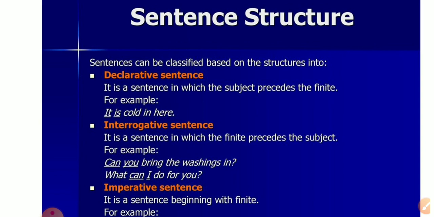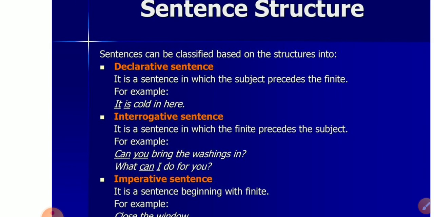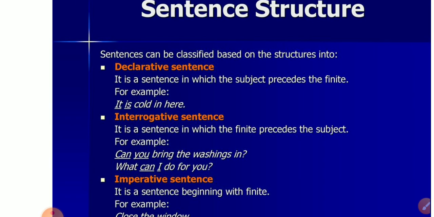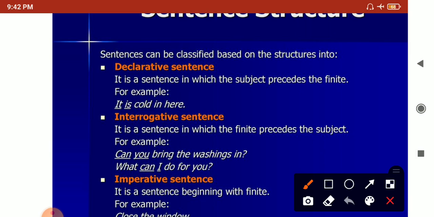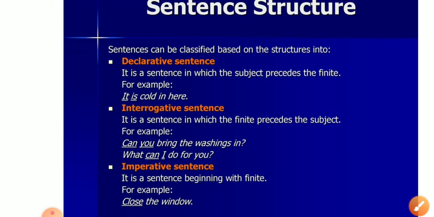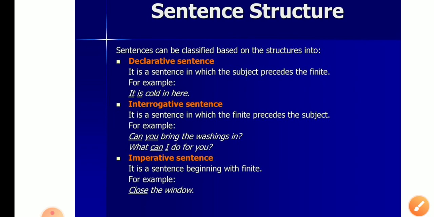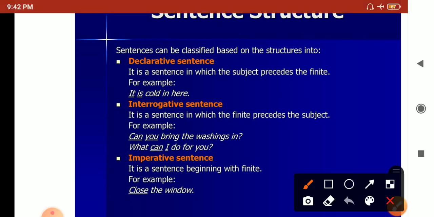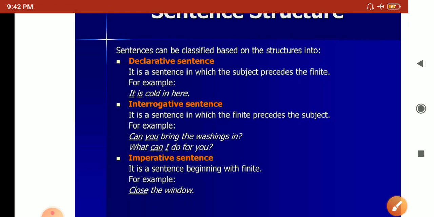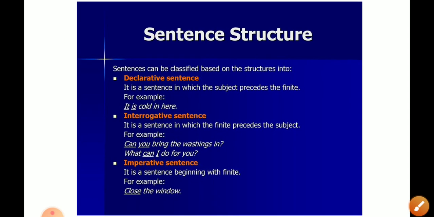So, declarative sentences are sentences where subject precedes the finite. So, in this slide, you get to know what is a declarative sentence, what is an interrogative sentence, or what is an imperative sentence. Interrogative sentence is basically a questionary sentence which ends with a questionary mark. Then imperative sentence, it begins with a verb, etc. So this slide explains you the sentence structure.